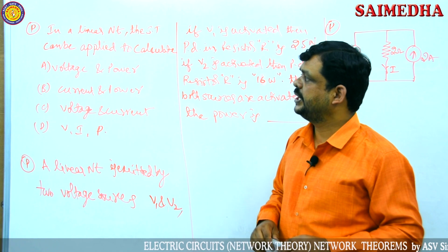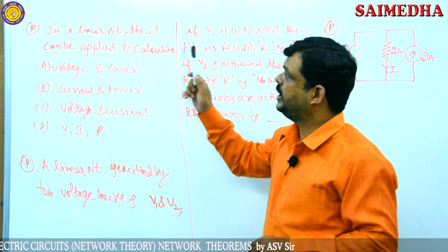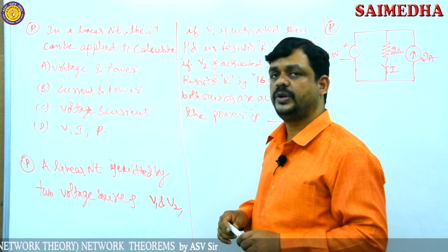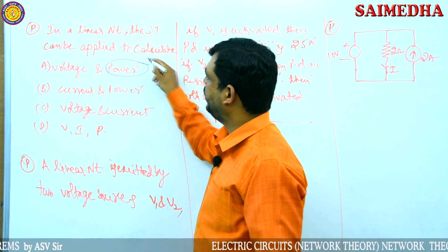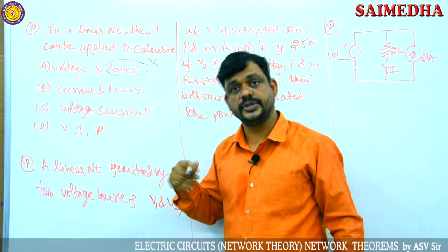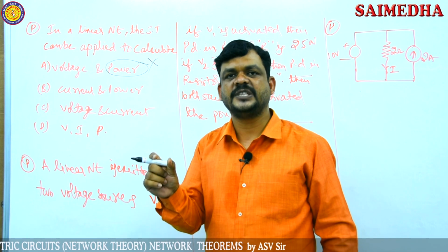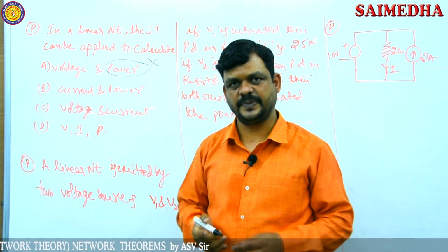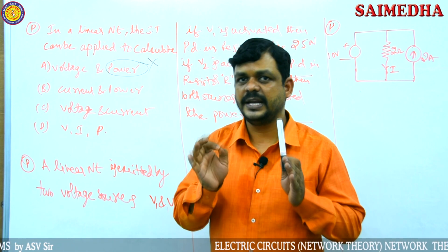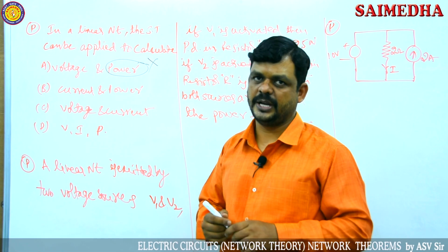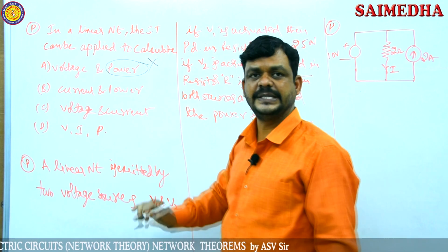the superposition theorem can be applied to calculate which quantities? One option is voltage and power. Power calculation is not possible using the superposition theorem, because the superposition theorem says the total response is equal to the sum of individual responses. So total power equal to sum of individual powers is not suitable for power determination. So for power calculation, the superposition theorem is not suitable.